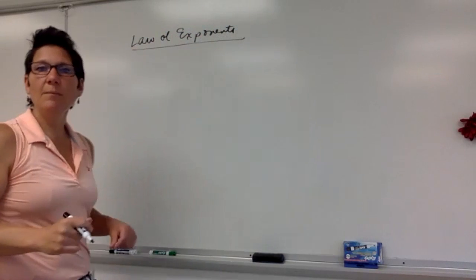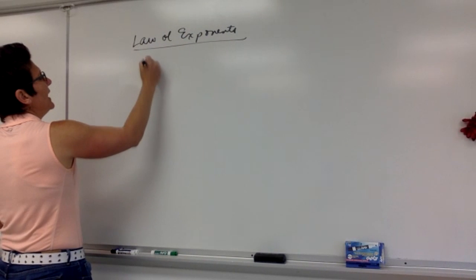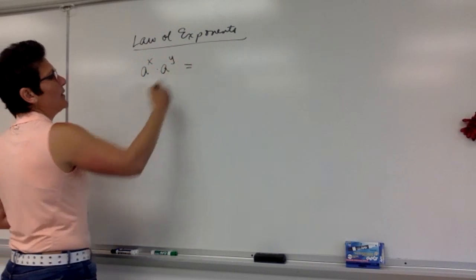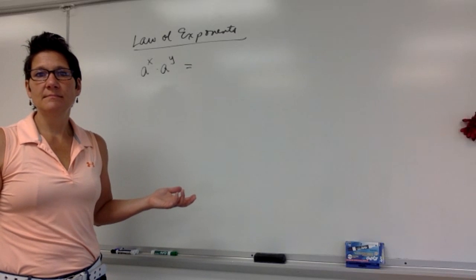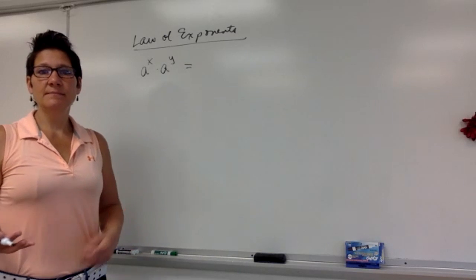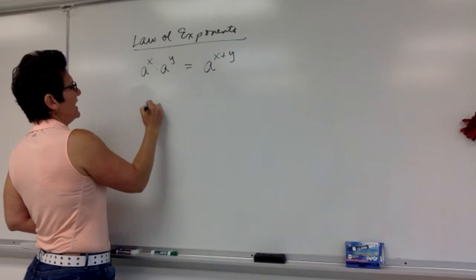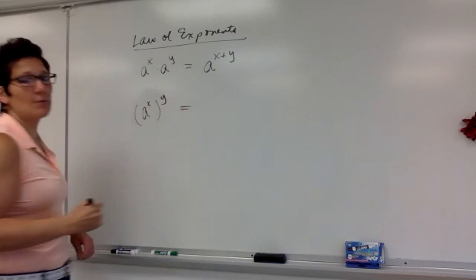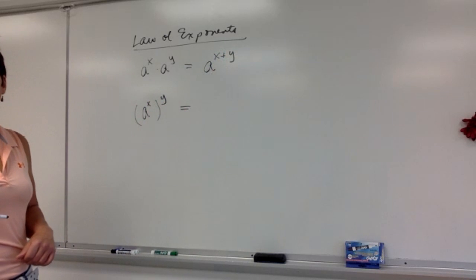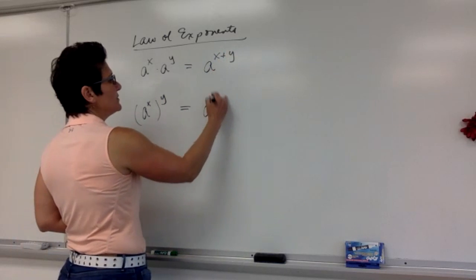So when we have our laws of exponents, we have a to the x times a to the y. How can I rewrite that as a to the? Anyone? Sure, a to the x to the y. Thank you. If I have a to the x to the y, how can I rewrite that? A to the xy. You're literally multiplying the two.